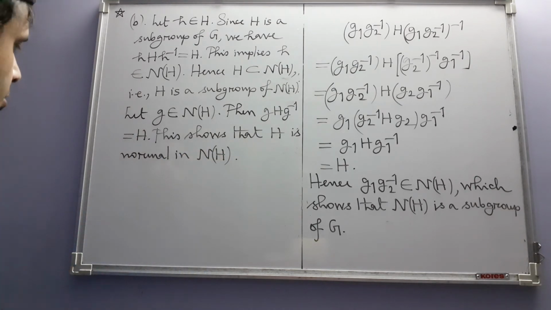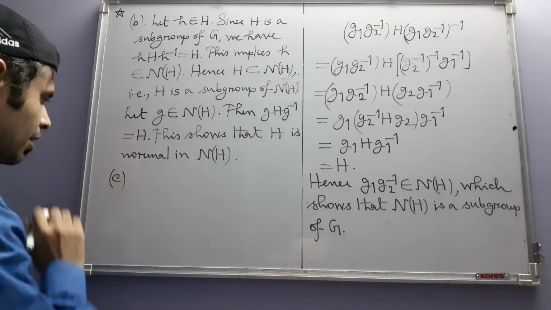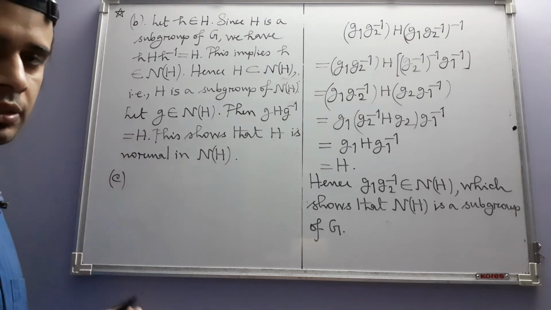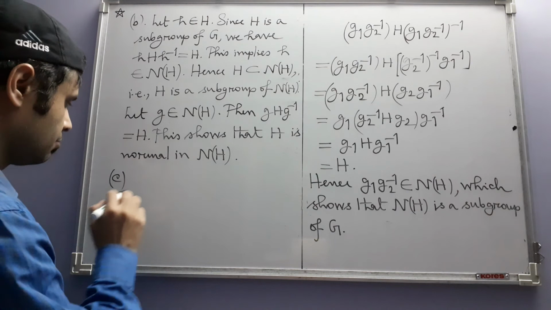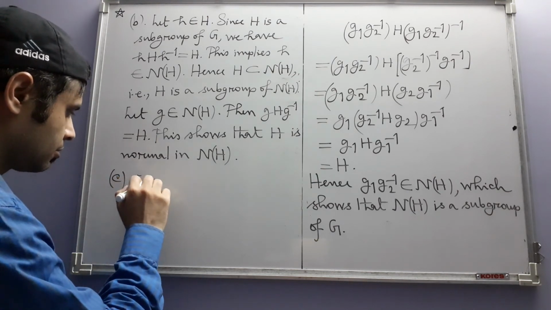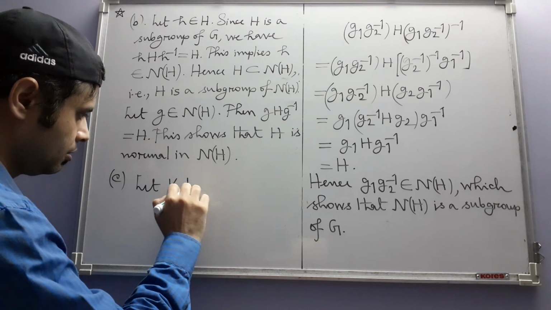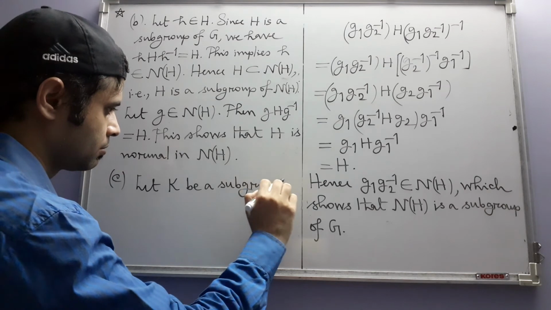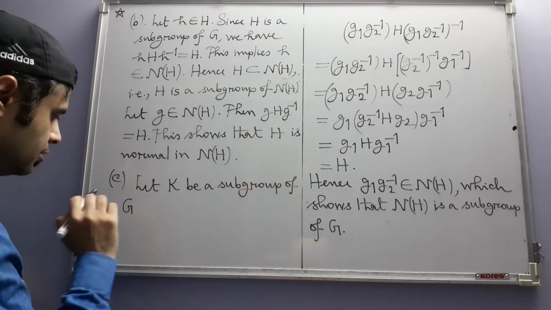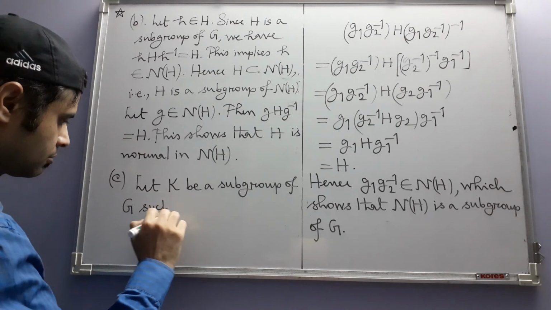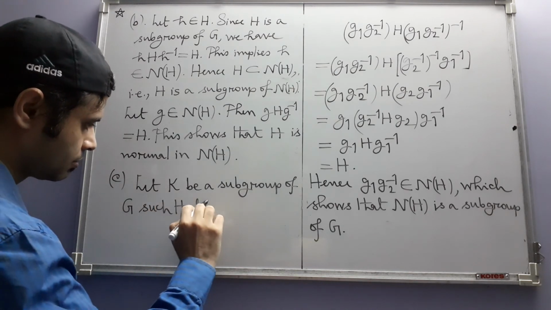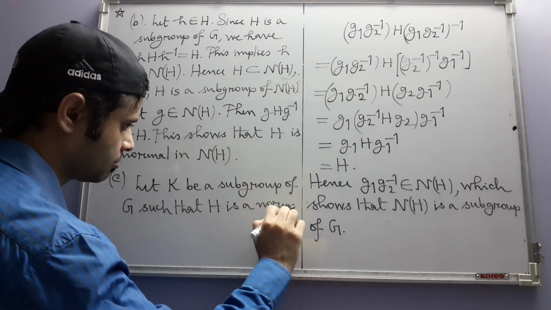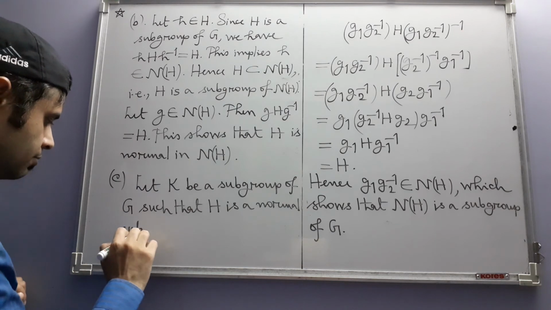So part B is over. In part C, we are given that H is a normal subgroup of some other subgroup K of G. So we are going to assume that. Let K be a subgroup of G such that H is a normal subgroup of K.